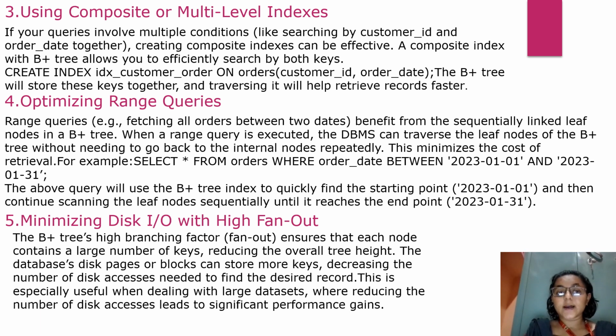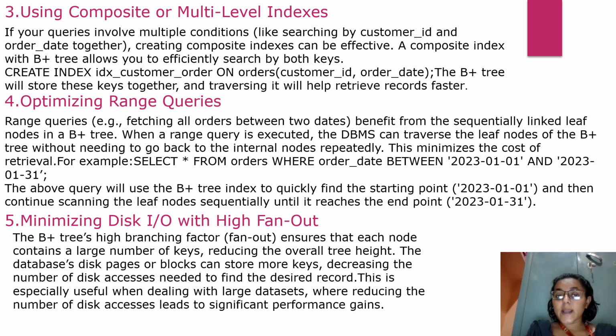Optimizing range queries. For example, fetching all orders between two dates benefits from the sequentially linked leaf nodes in a B plus tree. When a range query is executed, the DBMS can traverse the leaf nodes of the B plus tree without needing to go back to the internal nodes repeatedly.